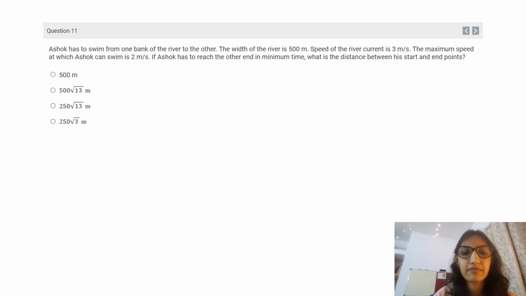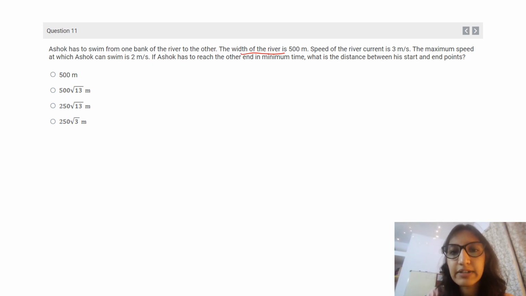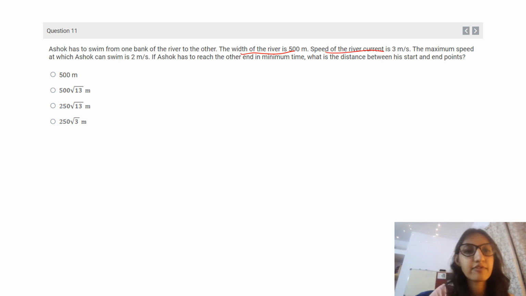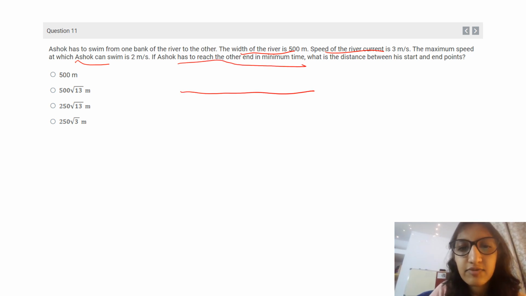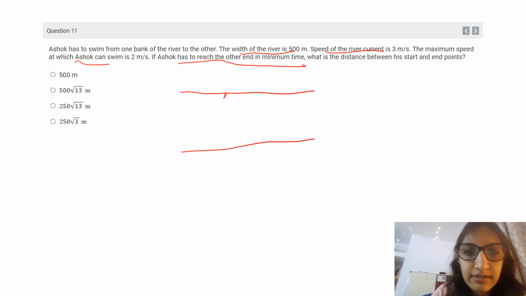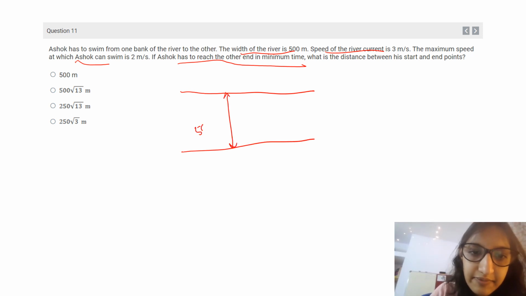Okay, so for this question you are given that Ashok needs to travel from one bank to the other. The width of the river is given and the speed for both Ashok and the river is given. And it's mentioned that Ashok has to reach in minimum time. So assume this is a river. This is 500 meters. Ashok starts here.